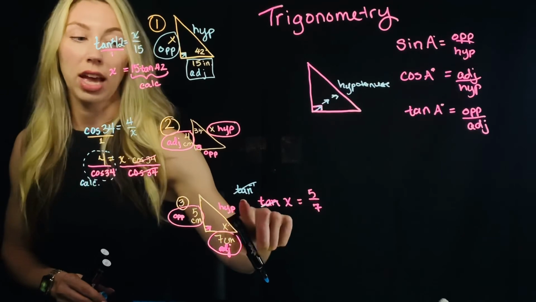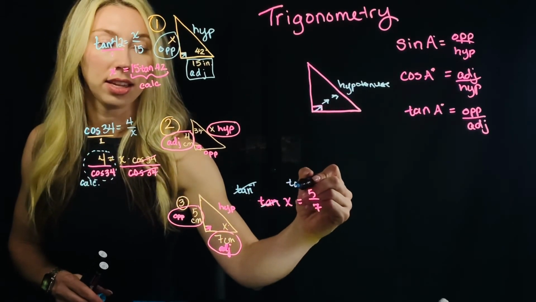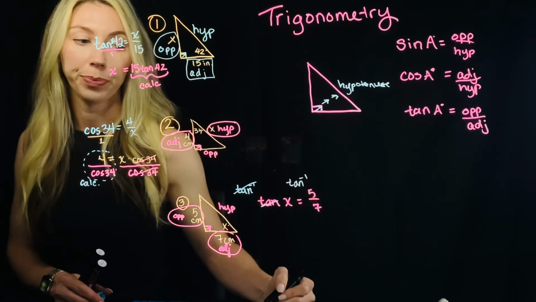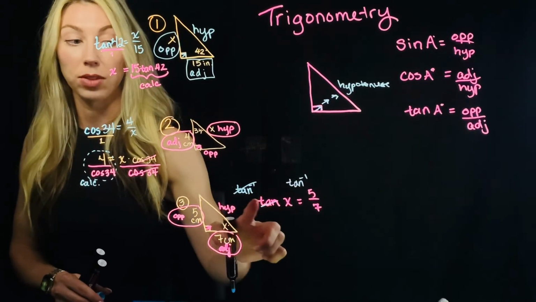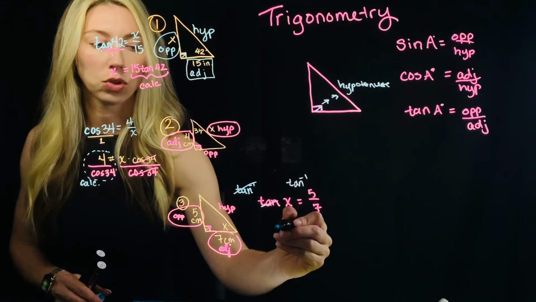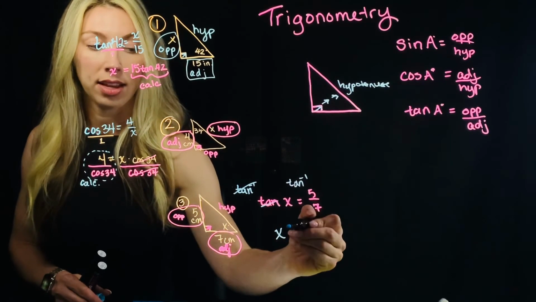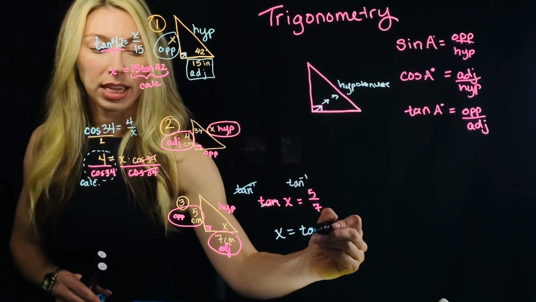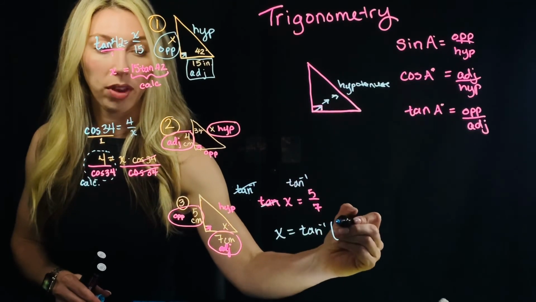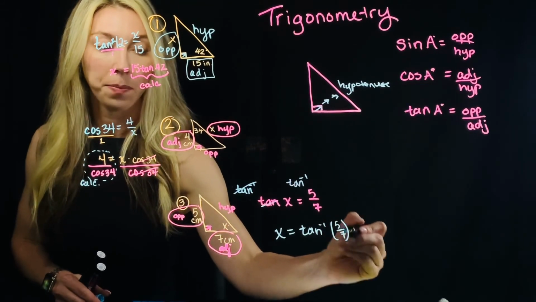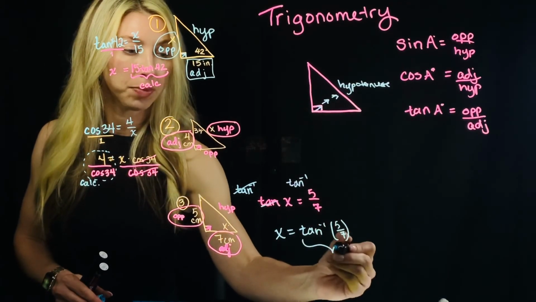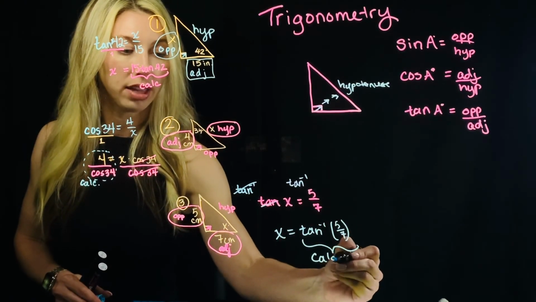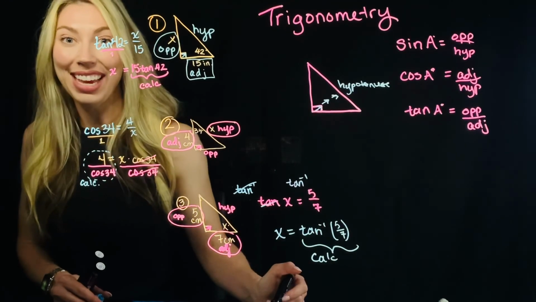And then on the other side, I have to make sure that I take tangent -1 on that side as well. So I put the tangent -1 on both sides. This one cancels. This one's not going to cancel. So I'm just going to end up with x equals tangent -1 of 5 over 7. And you're actually just going to put that in your calculator. So this part right here goes into your calculator and it'll give you the answer.